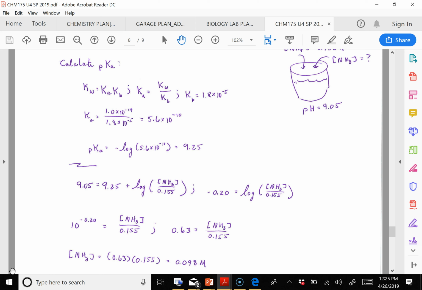Now, in the problem that was given, we know the ammonium concentration, but we don't know the ammonia concentration. I wish they called those things two different things, ammonia and ammonium. I know I've mentioned that before, but really?